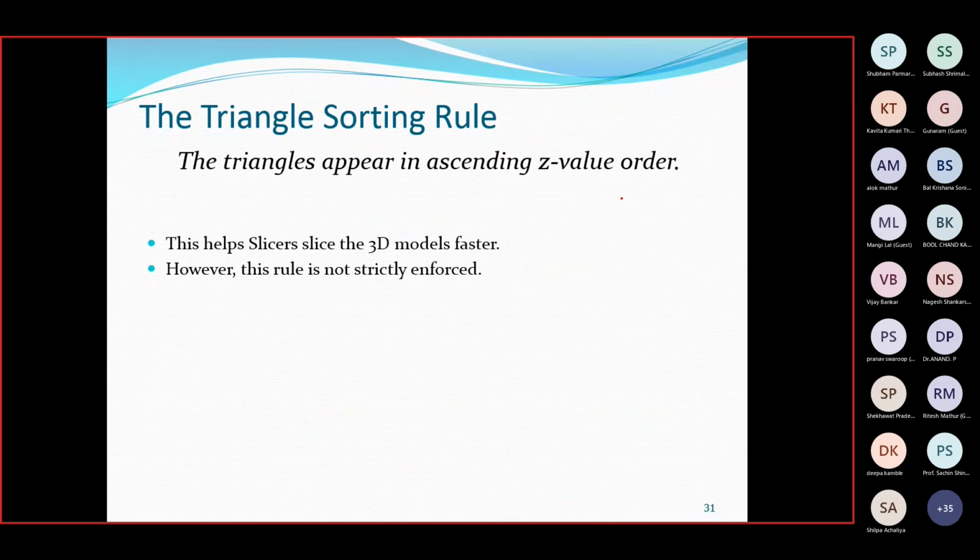Why is it needed? It helps the slicer slice the 3D model faster. The slicer will slice very fast if you have written z values in ascending order. This is not a strict and enforced rule, but you should use it. It helps the slicer slice your model very fast, because you need to print layer by layer. That's why the triangle sorting rule is there.